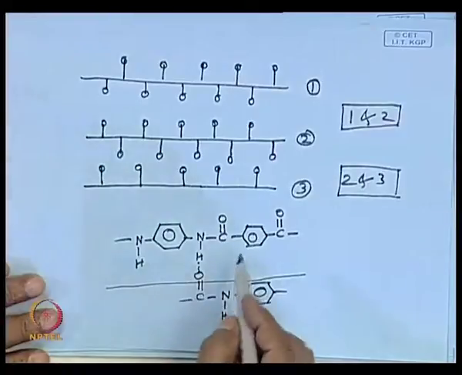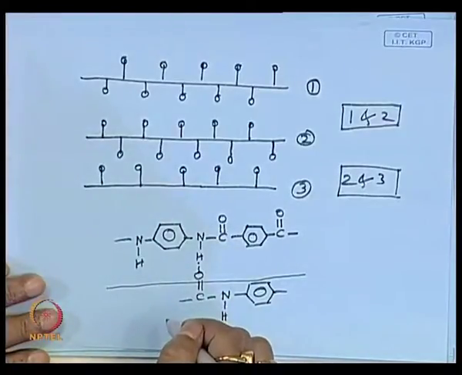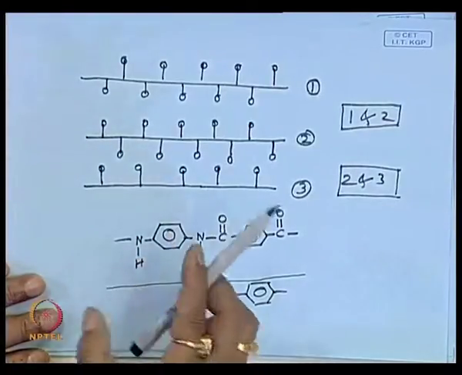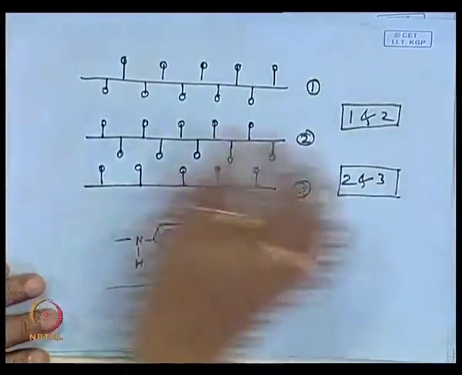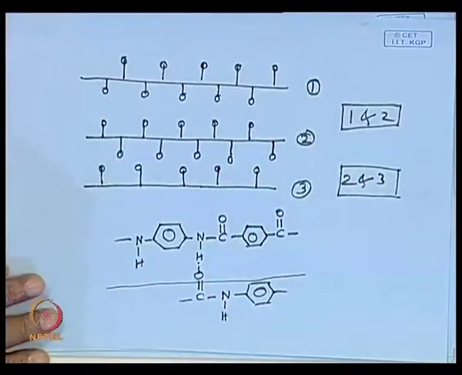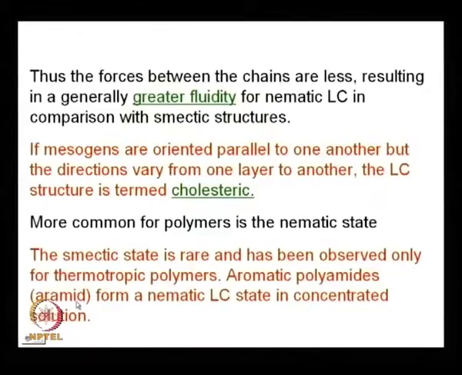So, this way it can form intermolecular hydrogen bonds, and this way it shows liquid crystalline characteristics. So, these aromatic polyamides, Kevlar or aramid, form a nematic LC state in concentrated solution in, say, paracresol or metacresol, or in concentrated sulfuric acid, or in dimethyl acetamide, or in dimethyl formamide. These are the solvents for this aromatic polyamide aramid fiber Kevlar.